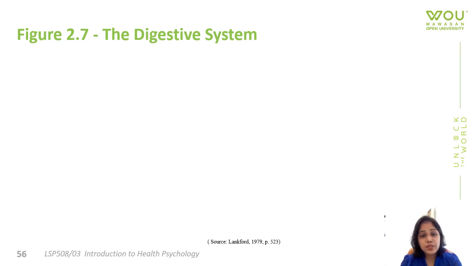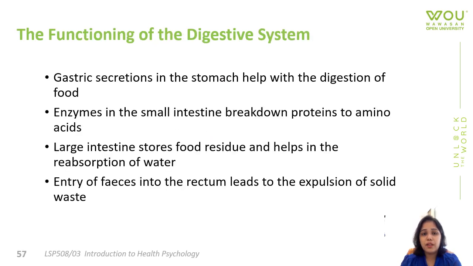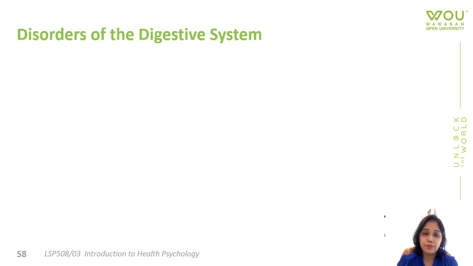The digestive system, what do the functions include? The functions of the digestive system include gastric secretions to the stomach to help with digestion of food, and enzymes in the small intestines that break down proteins. The large intestine stores food residue and helps in the reabsorption of water. Entry of feces into the rectum leads to the expulsion of solid waste.